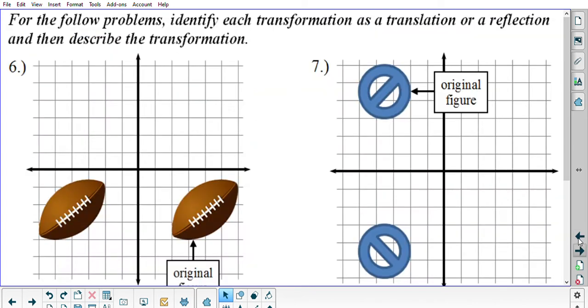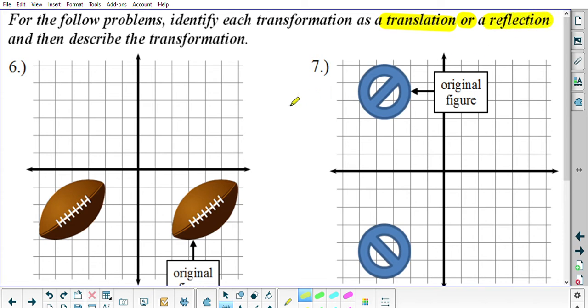Okay, for 6, 7, 8, and 9, they all have the same directions, and I have it for you right here at the top of this slide. I'll read it out loud. You're going to end up doing these problems on your own. It says, for the following problems, identify each transformation as a translation or a reflection. So, ladies and gentlemen, it could be one or the other. It might be a translation or it might be a reflection.